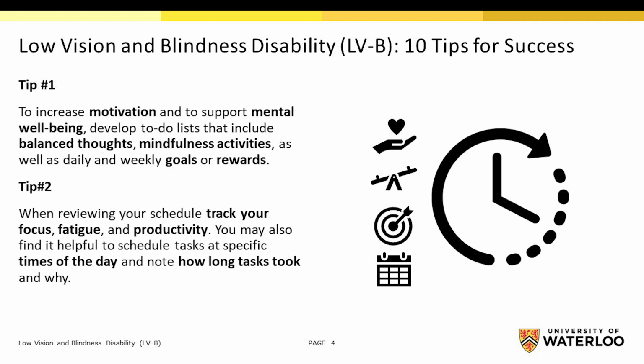Tip number 1. To improve personal wellness, create to-do lists that include balanced thoughts, mindfulness activities, along with daily and weekly goals or rewards. Tip number 2. When reviewing your schedule, keep track of your focus, fatigue, and productivity. It may also be helpful if you schedule tasks at specific times of day and to keep a record of how long each task took and why.